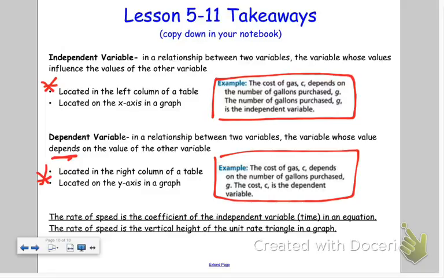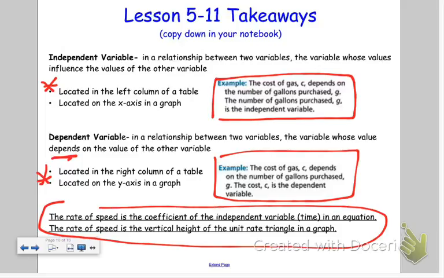And again, very important, the dependent variable is located on the right column of a table, and it's also located on the y-axis. And this is also very, very important down here. Remember, the rate of speed is the coefficient of the independent variable in an equation, and the rate of speed is the vertical height of the unit rate triangle in a graph. So in an equation, we saw the rate of speed as the coefficient. In a graph, we saw the rate of speed as the vertical height of the unit rate triangle.